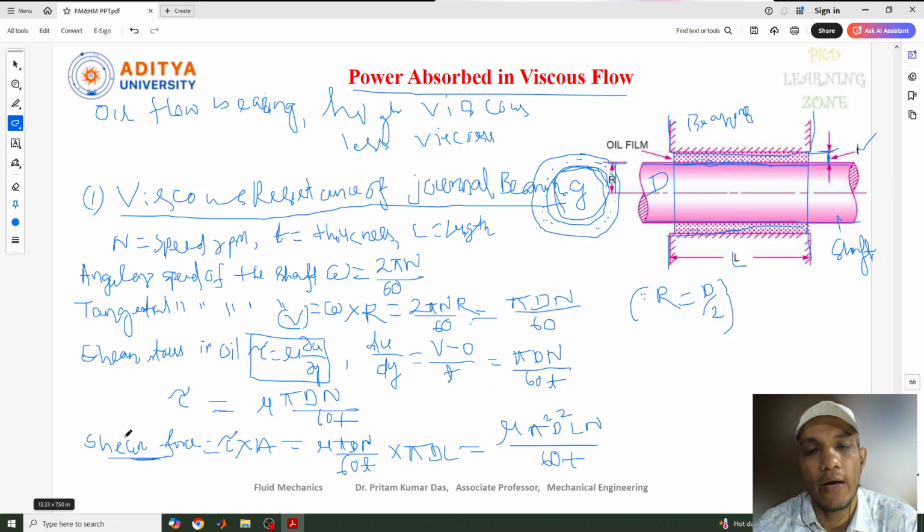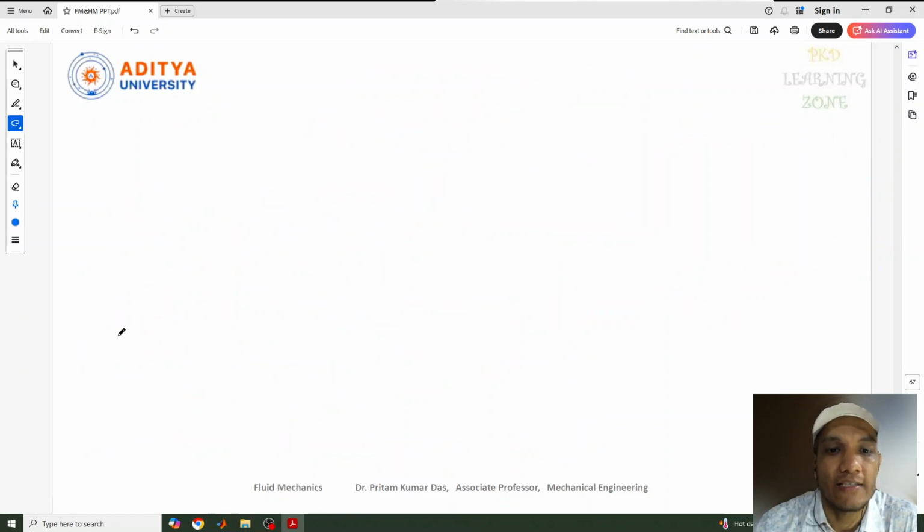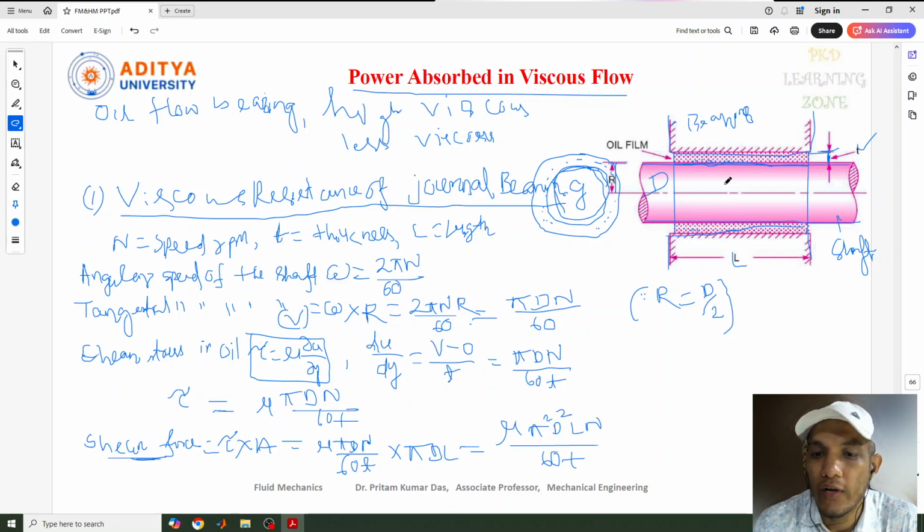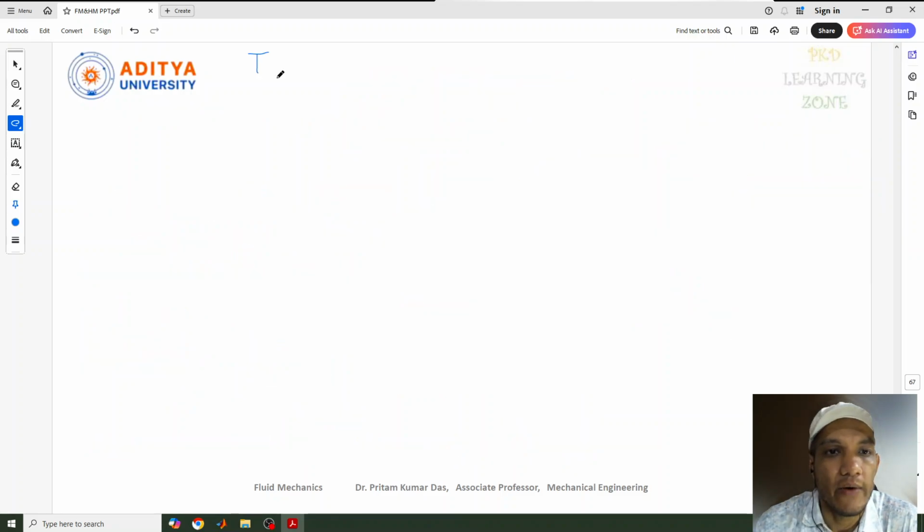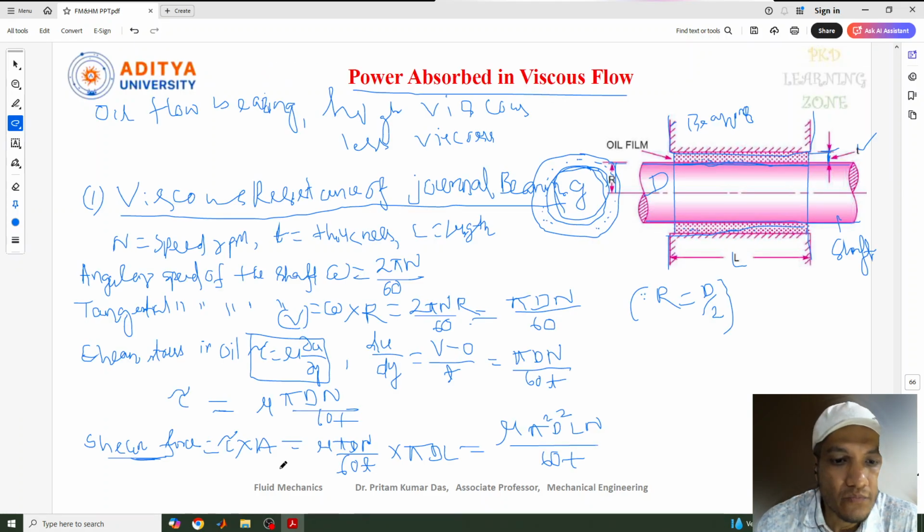Now finally we need to calculate the power. In the power, one required term is T, since power is 2 pi n T by 60, where T is the torque. So for calculating the torque we require this shear force. So the next step is the torque required to overcome the viscous resistance. So what is the torque required? Now T equals the viscous resistance into d by 2. Viscous resistance is nothing but the shear force.